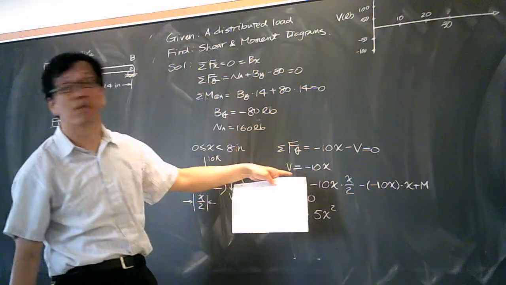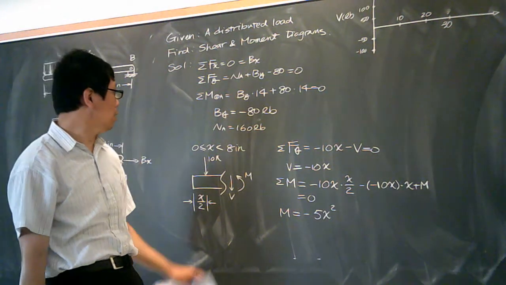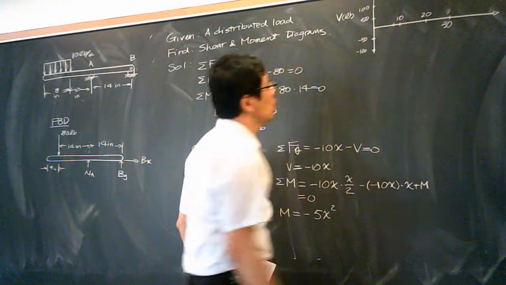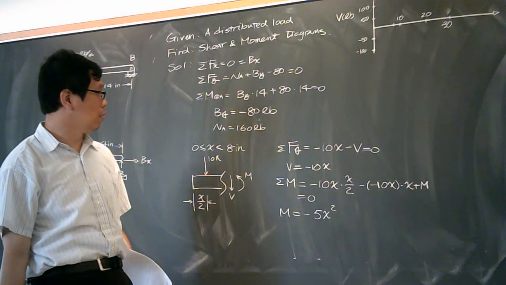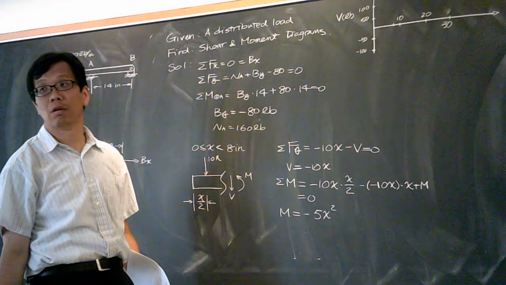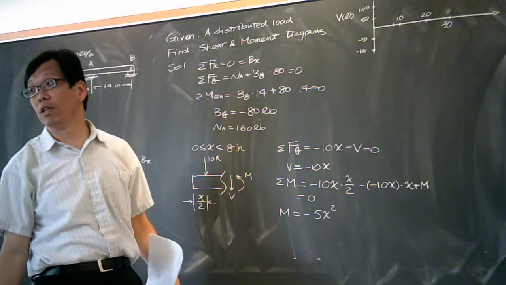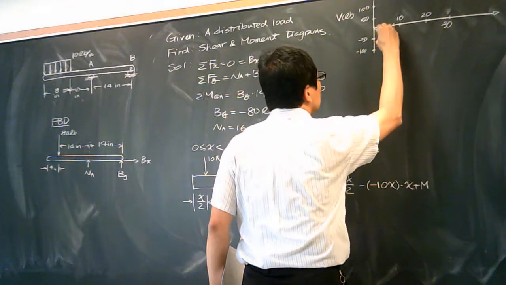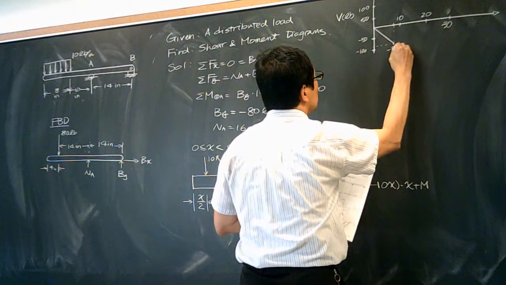Okay, so let's draw this one first. It starts from x equals 0 and ends at 8 inches. So 8 inches is around here. It's going to be a negative number. So when I have my shear force, what number do I have at 8 inches? Based on this, negative 80, right? So it's linear. Over here, this is negative 80.